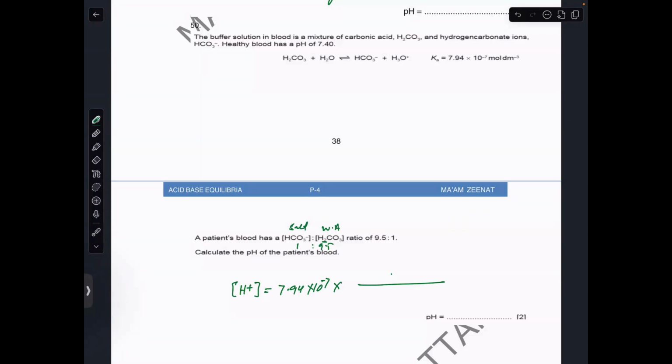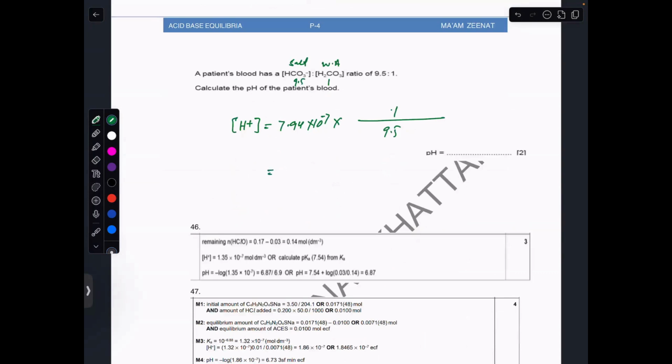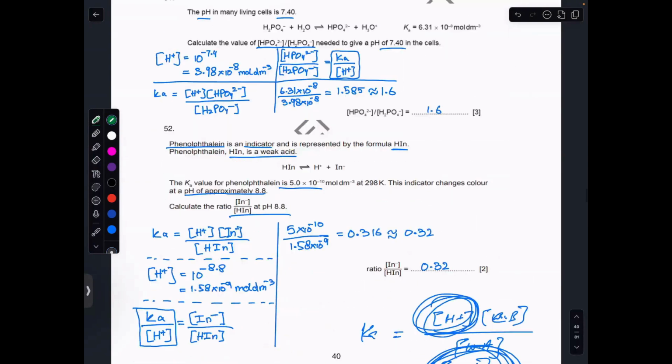I think I've made a mistake. It's how much? It's 9.51. Ka into weak acid over salt. You can get the H plus, take the negative log, and that is your answer, the pH. Exactly the same type of question is this one. See?